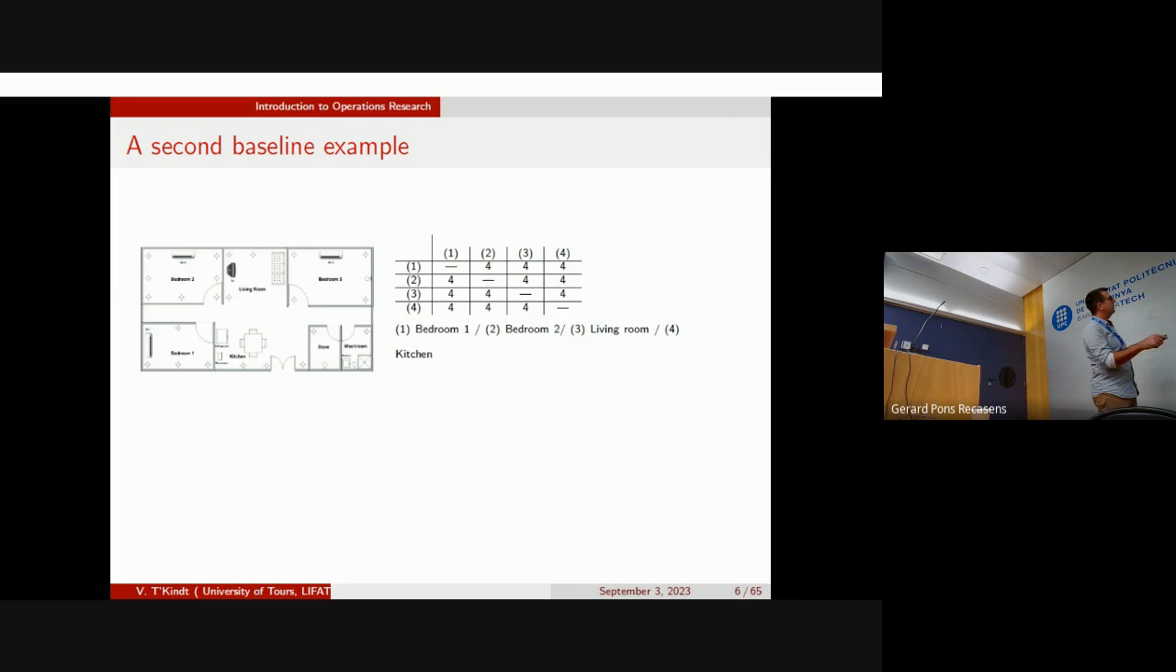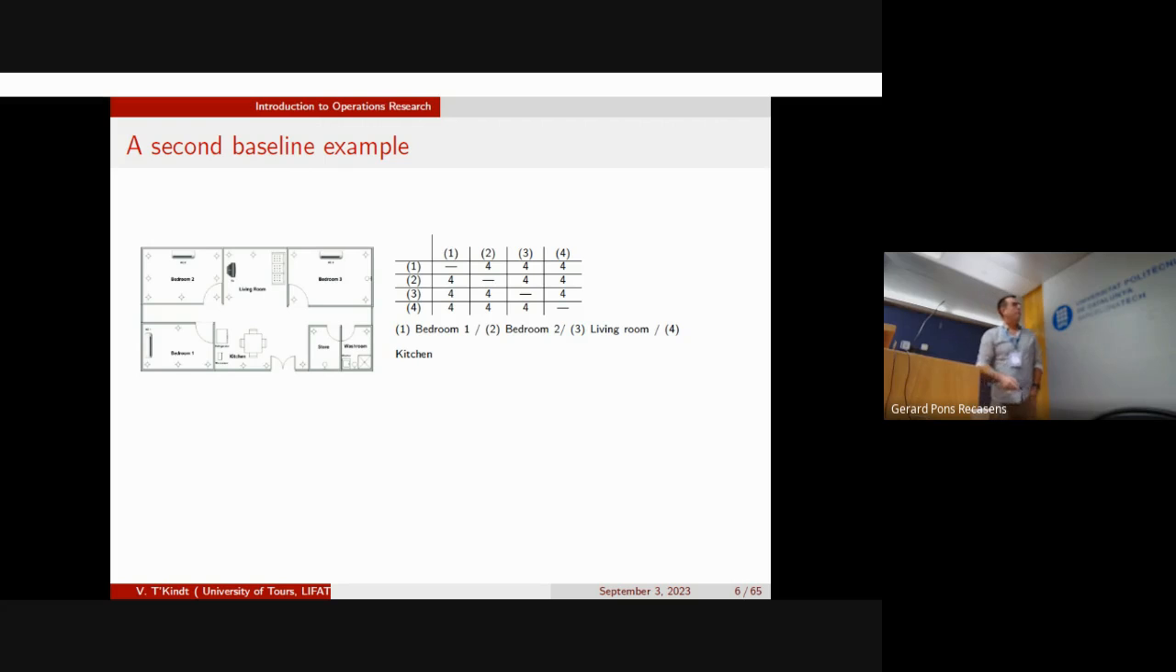So I only consider these rooms. And here in this matrix, you have the matrix of distances in meters, for instance. So to go from 1 to 2, so from bedroom 1 to bedroom 2, from here to here, that's 4 meters. You have to walk for 4 meters. From bedroom 1 to 3, the living room, that's 4 meters. 4 meters, 4 meters, 4 meters. So wherever you go, that's always 4 meters.